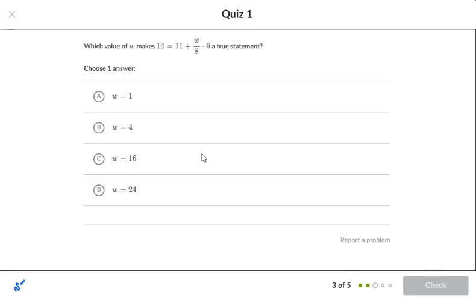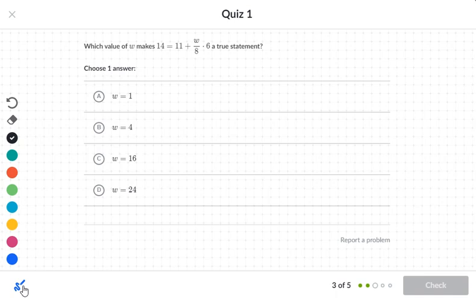See if I can bring this quiz back. Well, let me go back and write this here. So right here, what I had initially was this. I had 14 is equal to 11 plus W over 8 times 6. Well, you could really call this 6 over 1. We determined W is equal to 4. So I'm going to say 11 plus 4 over 8 times 6 over 1.